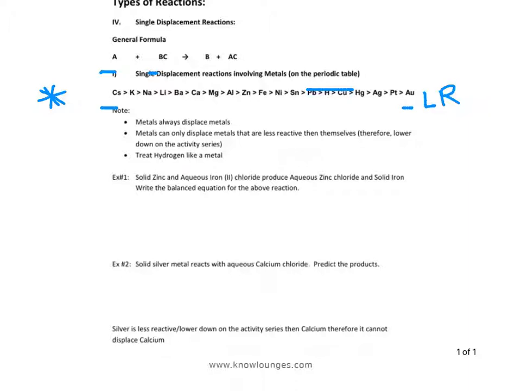One thing that I do want to point out here is anything up to and including calcium can displace hydrogen from cold water, and anything up to hydrogen, so including lead here, can displace an H from an acid. So that's what we're talking about when we say treating hydrogen like a metal. Let's look at a couple of examples.